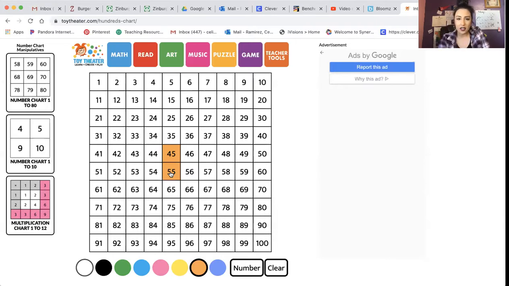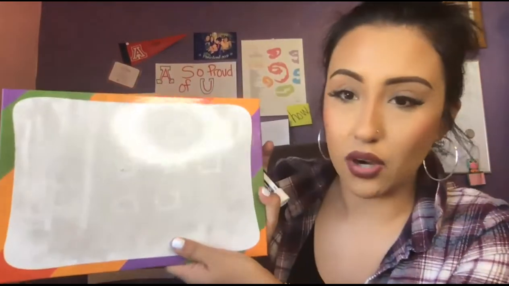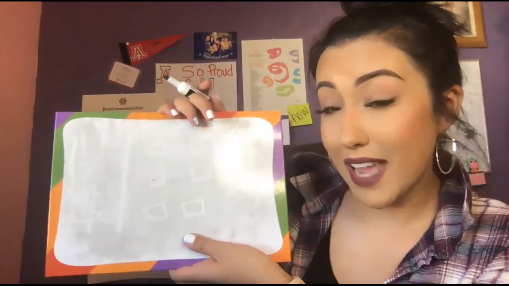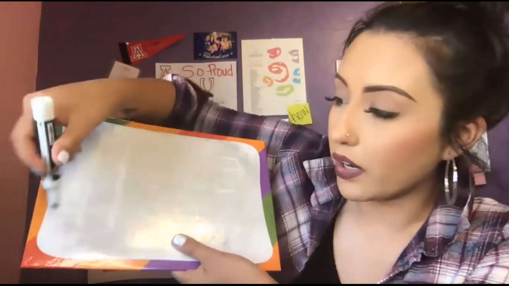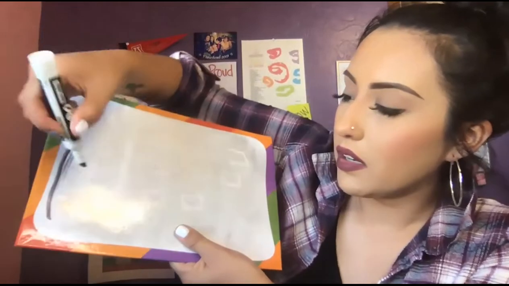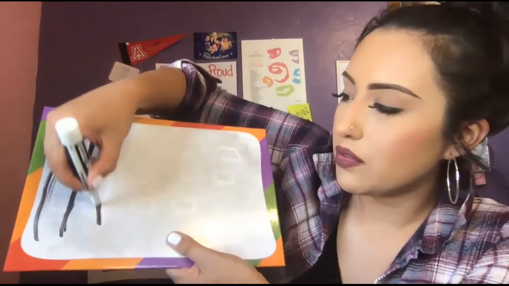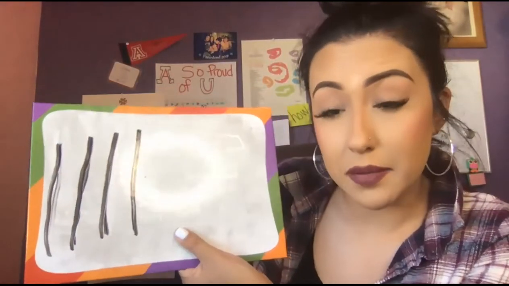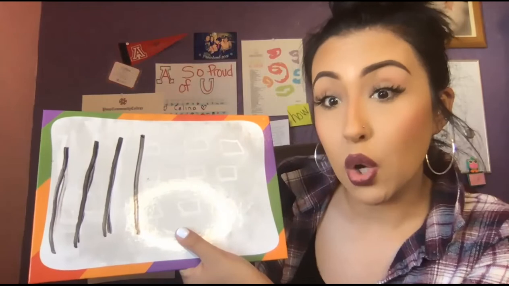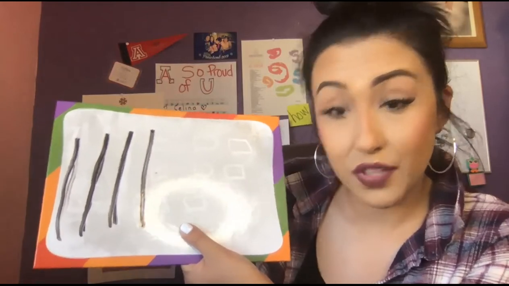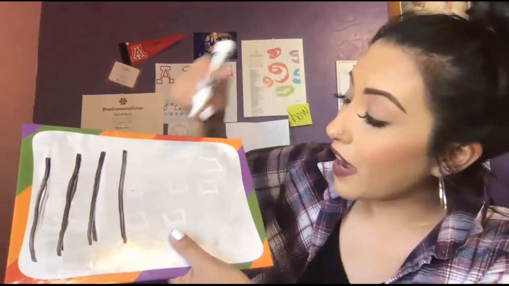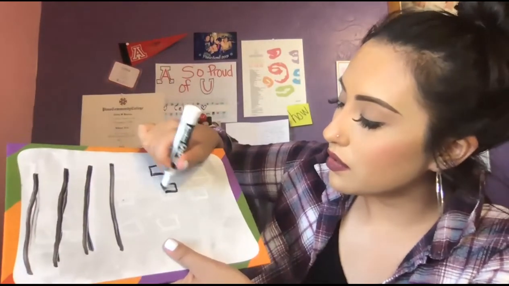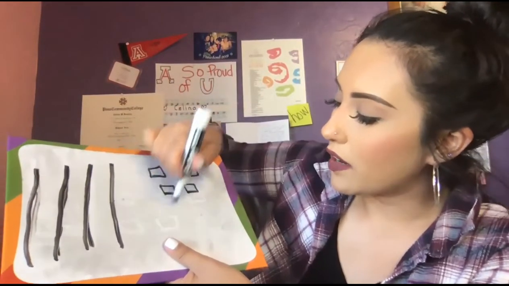Now let's check ourselves. So let me stop sharing. So we were on 45. So let's draw it with our 10s and our 1s. So 45, how many 10s do we need? Good, 4. 1, 2, 3, 4. How many 1s in the number 45? How many in our 1s place value? Good, we have 5. 1, 2, 3, 4, 5.